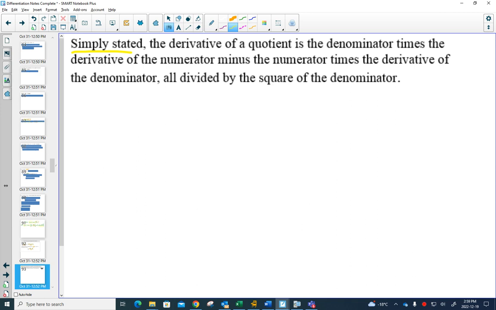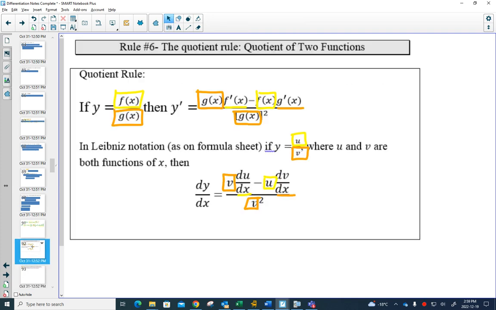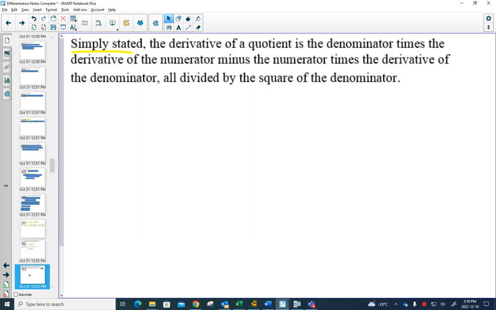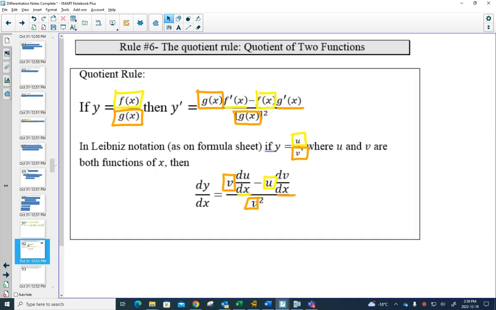I think the color coding is the way to remember the way things go. But I'm not sure this is so simply stated. I like to think of it as keep the bottom the same times the derivative of the top minus keep the top the same, derivative of the bottom, over the bottom. The bottom stays on the bottom and it gets squared.